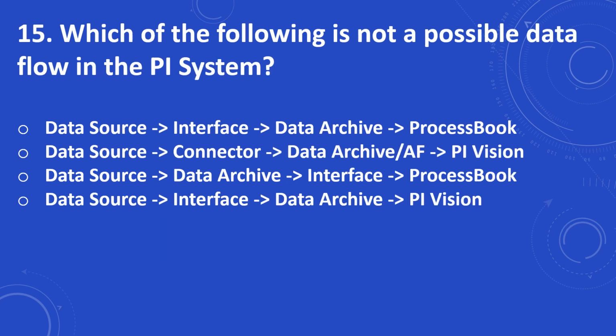Which of the following is not a possible data flow in the PI system? We already saw how data flows in the PI system. It starts from the data source, interface, data archive, PI ProcessBook. That is very much possible. Data source, connector, data archive or AF, and moves to PI Vision. That is possible. Data source, data archive, interface, ProcessBook. That is not a possible option. It flows from data source, interface, data archive, ProcessBook, PI Vision, etc. And data source, interface, data archive, PI Vision. So the wrong option would be data source, data archive, interface, ProcessBook.